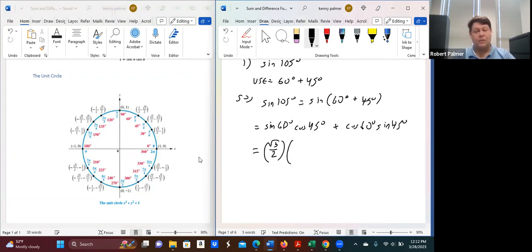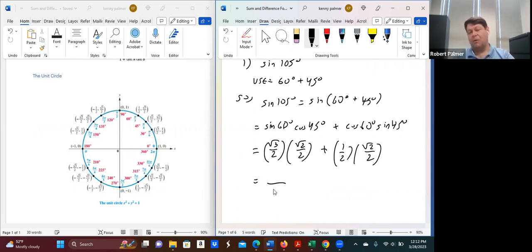Now for 45 degrees, the cosine of 45 degrees is the x-coordinate at the 45-degree angle, okay? And that's the square root of 2 over 2. Then once again, plus, the cosine of 60 is the x-coordinate at 60 degrees, which is 1/2. And then sine of 45 is the y-coordinate at 45 degrees, which is also the square root of 2 over 2. Okay. Now multiply each one of these across.